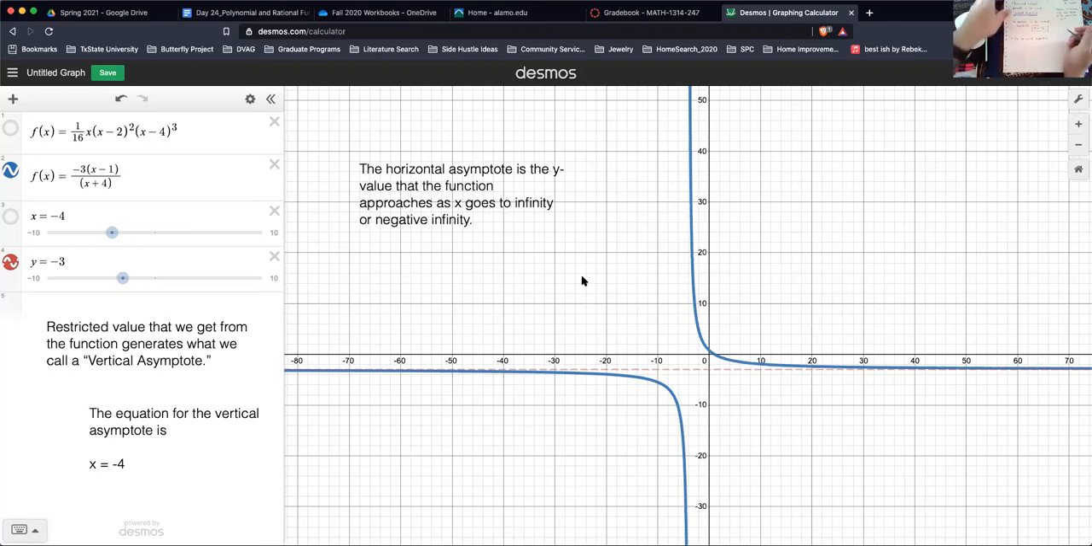The horizontal asymptote is the y value that the graph approaches as x goes to either negative infinity or positive infinity.